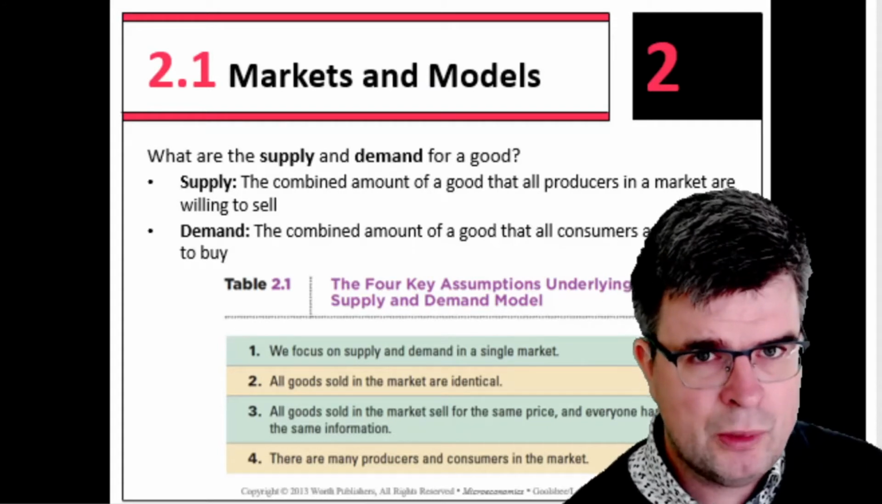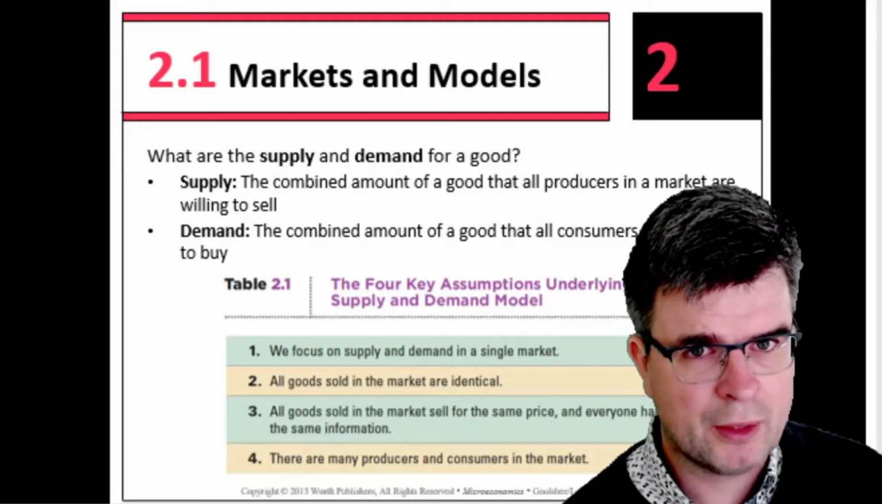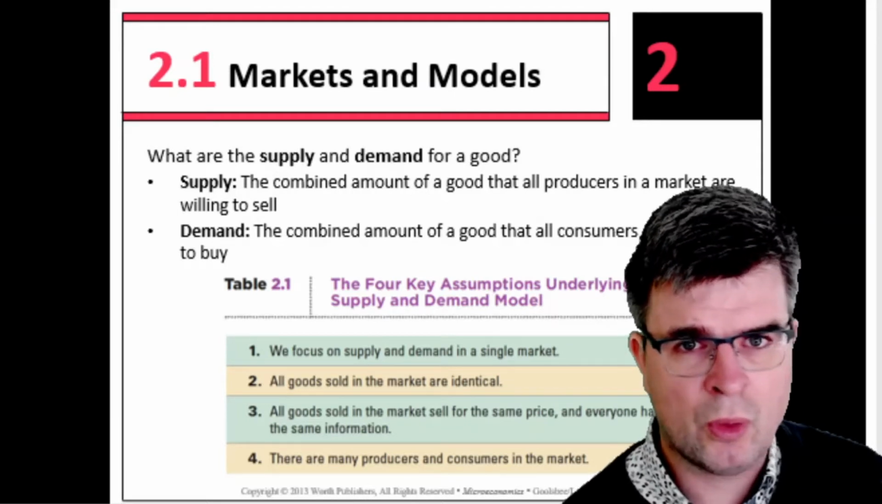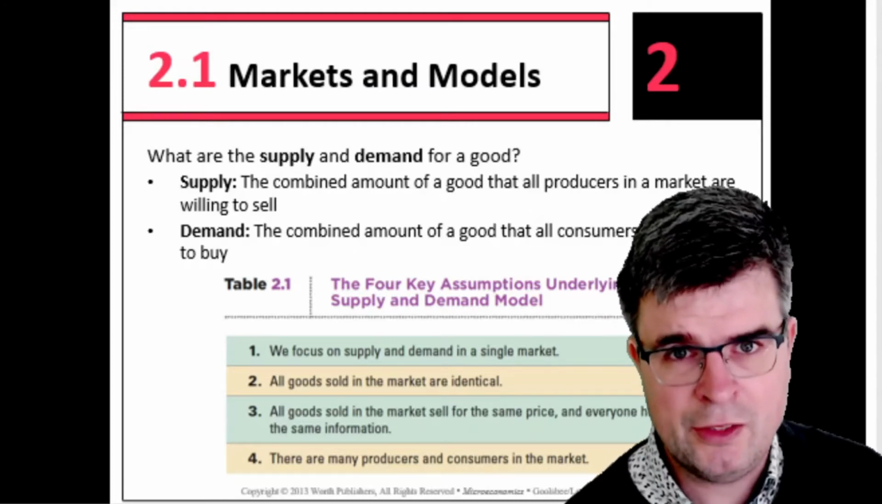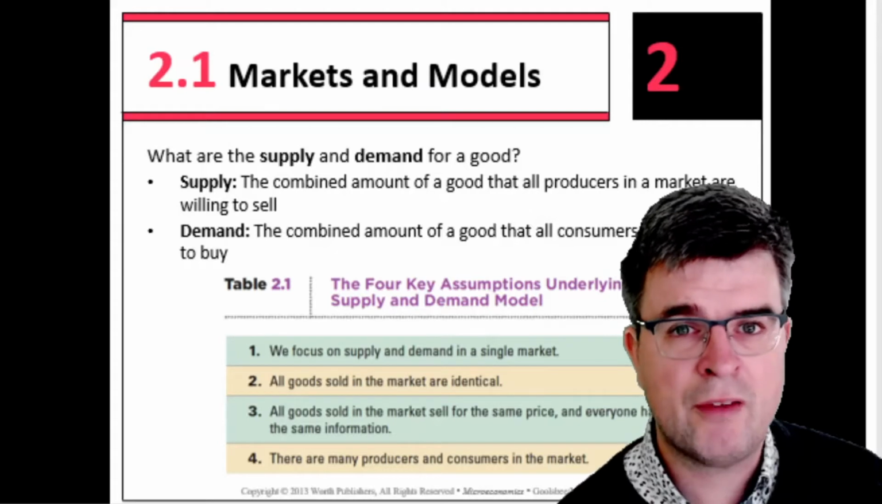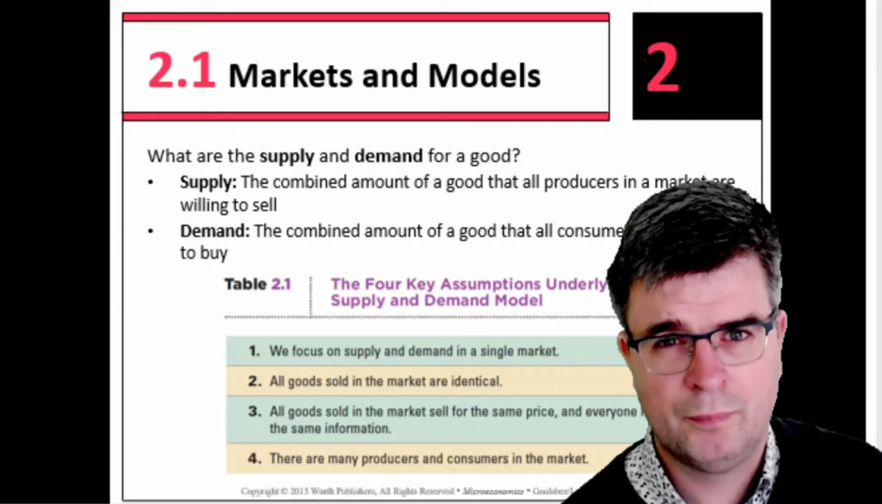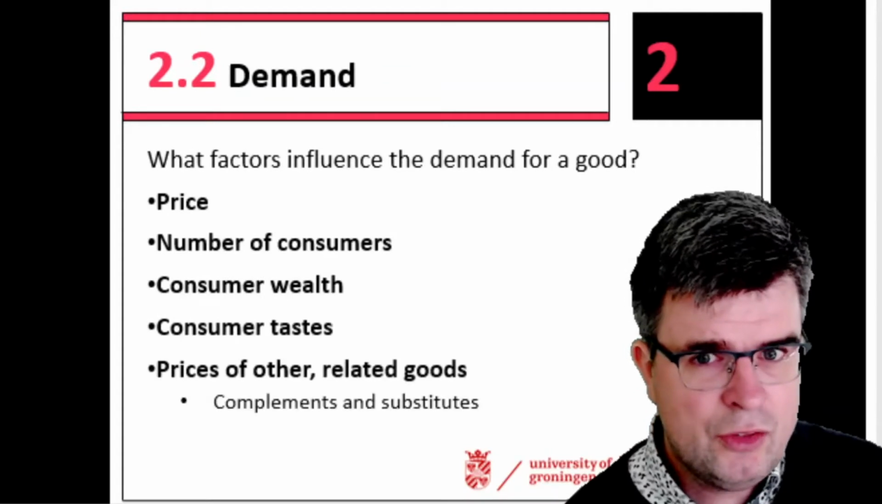And we also assume that there are many producers and many consumers in the market. So no firm or consumer has market power. No firm or consumer is big relative to the aggregate size of the markets. Everyone is really small.